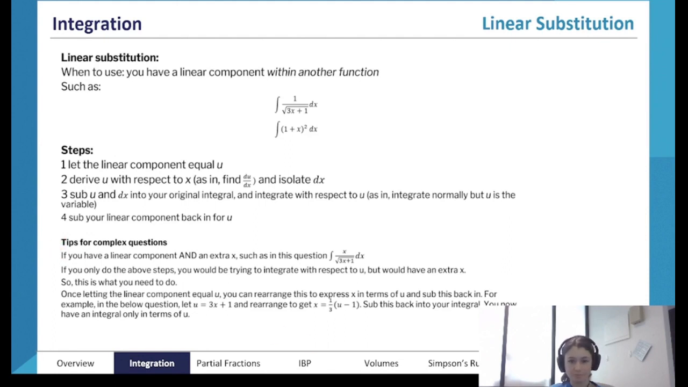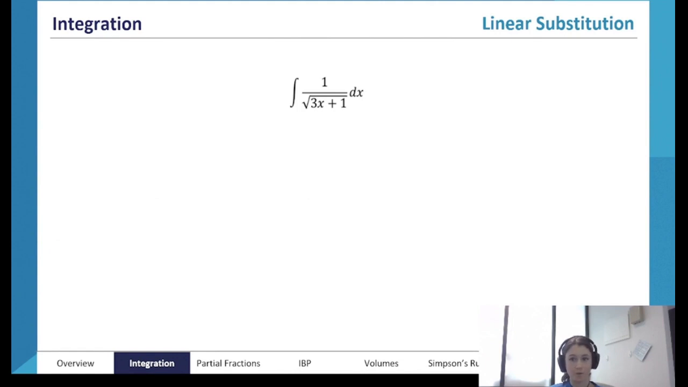So, in our example here, we need to find the integral of 1 on root 3x plus 1. The first step when you're doing any kind of integration is to recognize what method you need to use. If it helps, you might want to write down a list of all the methods when you're learning, just so you don't forget any of them.